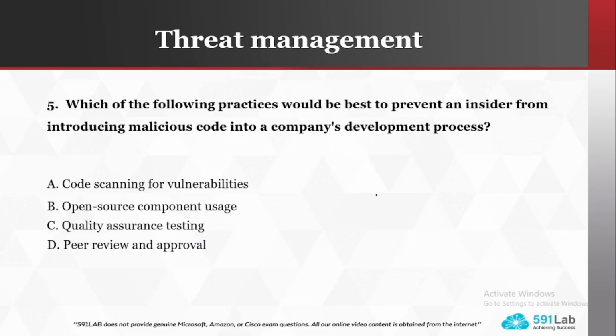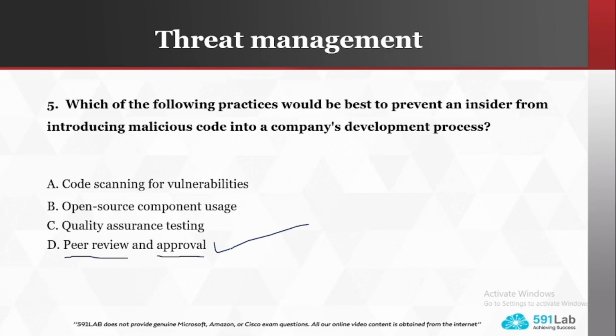Question number 5. Which one of the following practice would be the best to prevent an insider from introducing malicious code into company development process? A. Code scanning for vulnerabilities. B. Open source component usage. C. Quality assurance testing. D. Peer review and approval. Here the correct answer is D. That is peer review and approval.